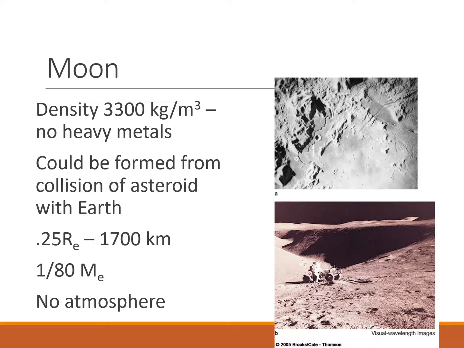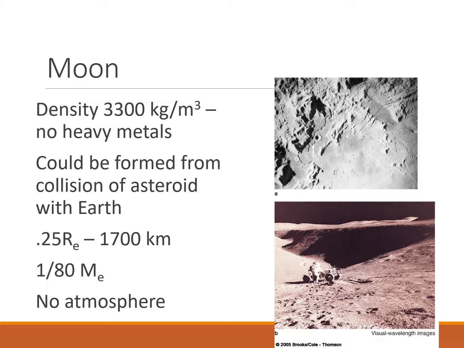Okay, so let's talk about the moon. The density of the moon is 3,300 kilograms per meter cubed. That sits between 2,000 and 4,000, which is rock, and that tells us that there's no heavy metal core to the moon. We believe that the moon could have been formed with a collision of an asteroid with the Earth.